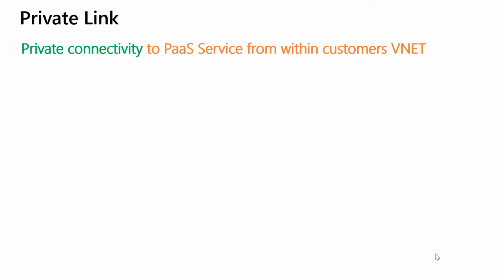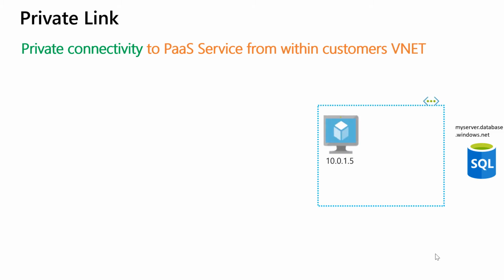Next, now that you have context about virtual networks, let's talk about this feature called Private Link. What this feature does is allow you to privately connect to a PaaS service, which is platform as a service, from within the customer's virtual network. Let's take a concrete example of how this will work. Let's say you have your Azure SQL Database as it is today, and you have a VM that is running inside of a virtual network.